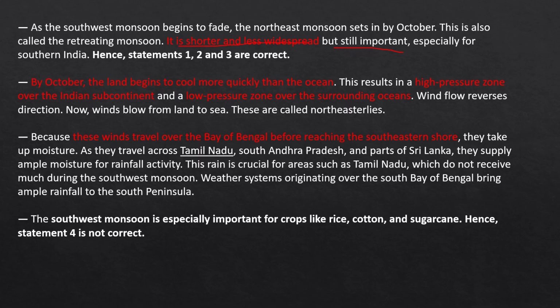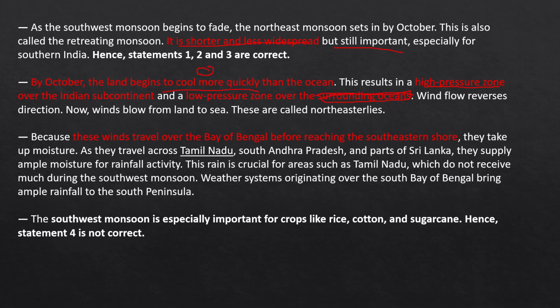By October, the land begins to cool. The conditions for the origin of the northeast monsoon are these: by October, the land begins to cool more quickly than the ocean. This results in a high pressure zone over the Indian subcontinent and a low pressure zone over the surrounding oceans. So high pressure is generated on the land and low pressure on the Indian Ocean.